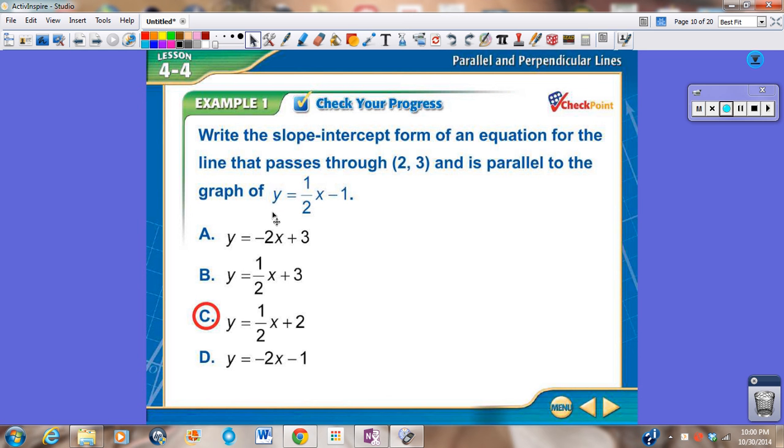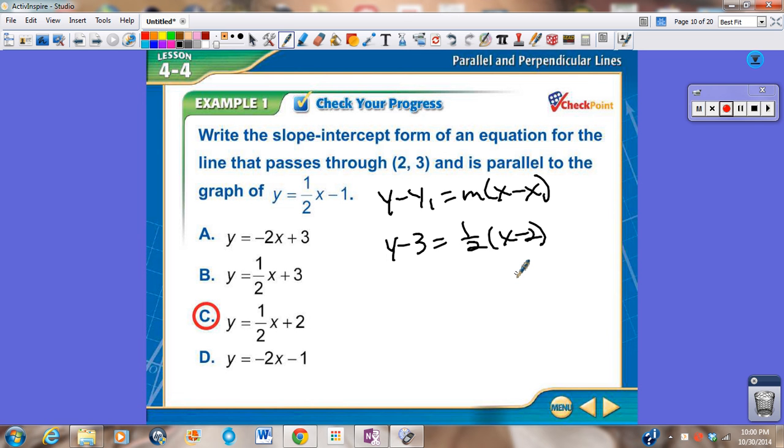Okay, so now they're having you do the same thing, and if you like, I can show you how they would use point-slope form to get it. You're still doing the same thing. You have to remember point-slope form. It's y minus y1 equals m times x minus x1. Now keep in mind, you need the parallel line, so the slope is 1/2. And then here's your x and y. So y minus 3 equals 1/2 times x minus 2.